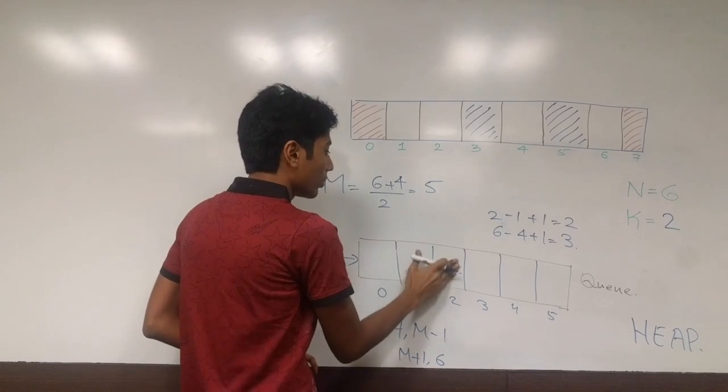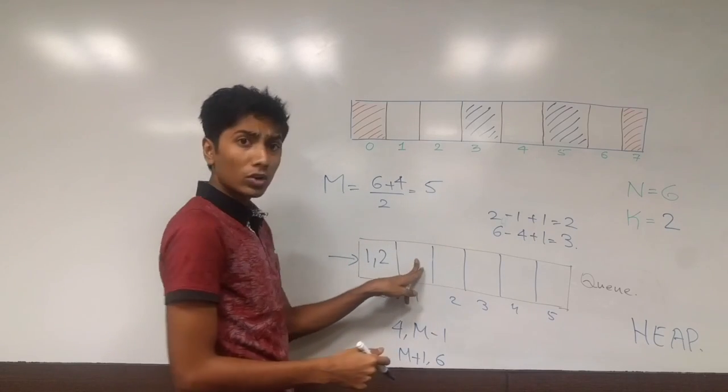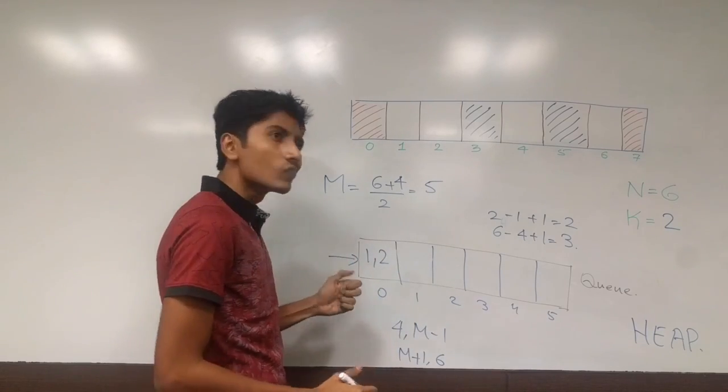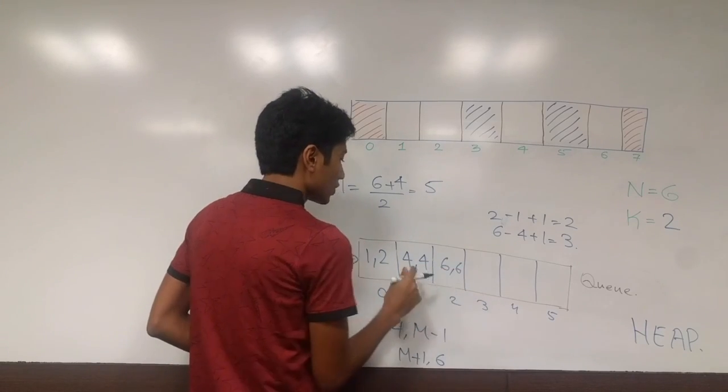So we have 1,2 at the top, the front of the segment. Is it 4,4 or 6,6 which is over here? Smallest index. Smallest leftmost index, to be precise. So this is what you have.